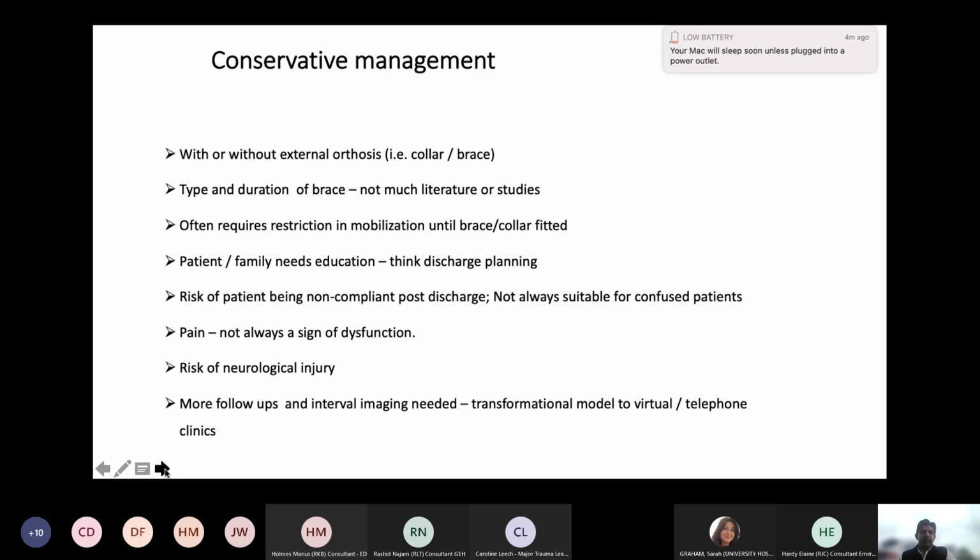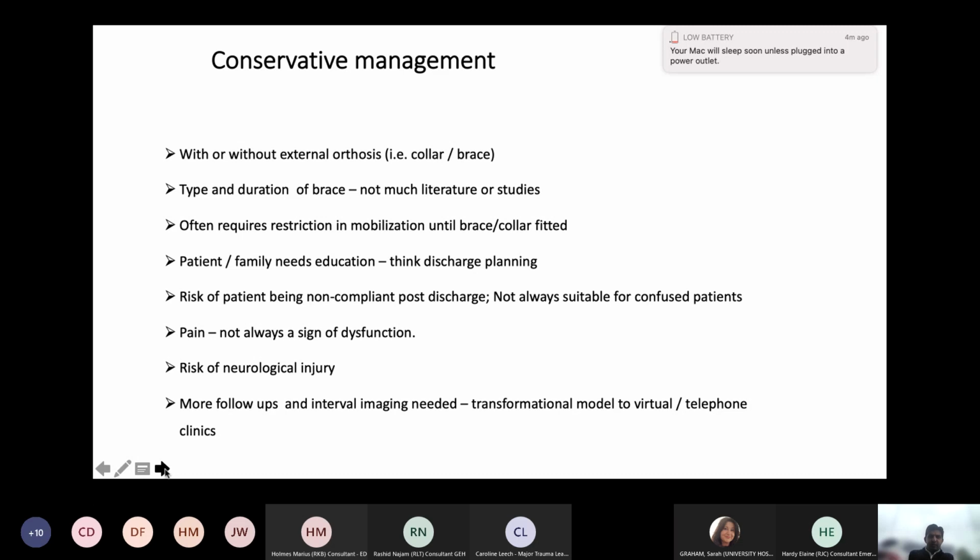Conservative management. So we're talking now, we don't need to talk about spinal surgery. What we do need to talk about is whether or not patients need a brace. Do they need a collar? How long does it need to be on for? There's not much literature, and that's probably why I'm sure you all get lots of different opinions when you refer to specialists.